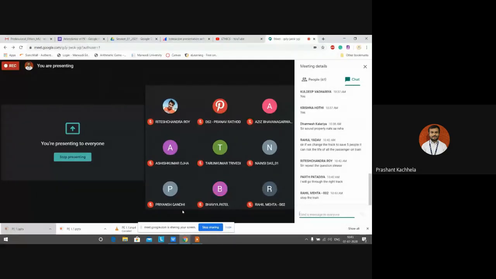Stop the train. But stopping the train is not an option, Rahil. Rahil is saying it because suddenly if you go for the emergency brake, it will also do some damage to the fellow passengers who are on the train. So stopping the train is not an option. You just discovered it: there are five people and there is one person. Either you can change the track or you have to stay on the right track on which the train is going.